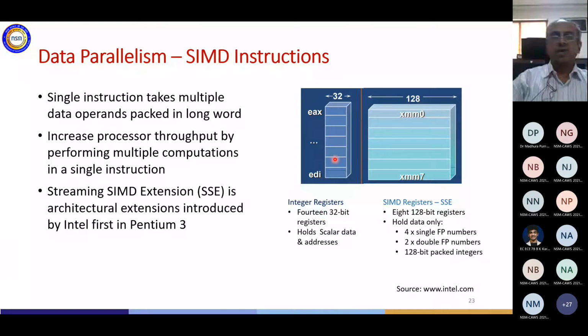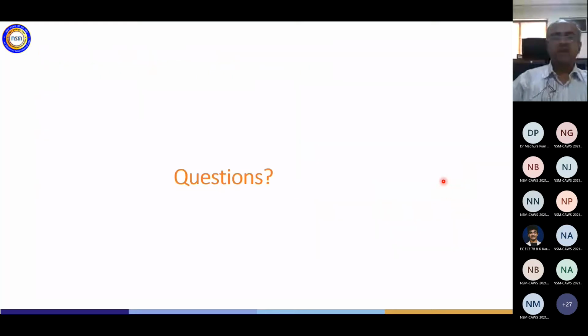Like in a normal processor, you have a 32-bit register, whereas in SIMD, you have a 128-bit register. Internally, it is divided into four 32-bit words. As a result, the instruction that comes in works on four different words. So that is how the SIMD instructions work.